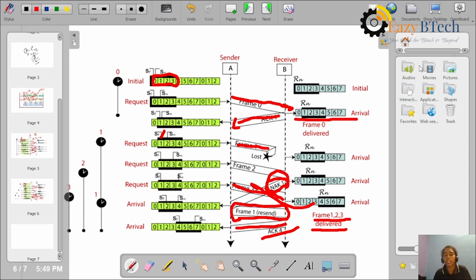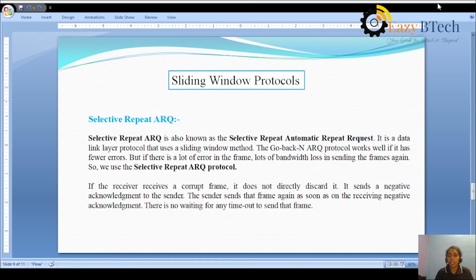This is the concept of the sliding window method, and we see different types of sliding window protocols: one bit sliding window protocol, go back N sliding window protocol, and selective repeat protocol. Go back N is suitable for fewer errors, but not for a large number of errors. To eliminate that, we introduce selective repeat automatic repeat request, which means only the selected frame will be resent. So this is about sliding window protocols.